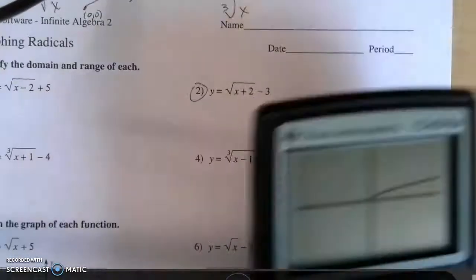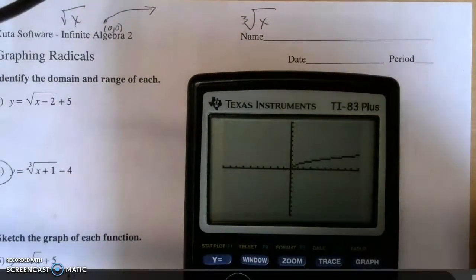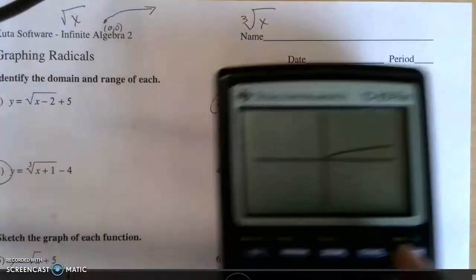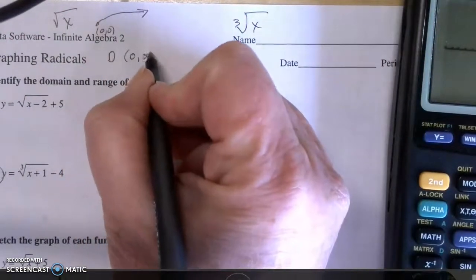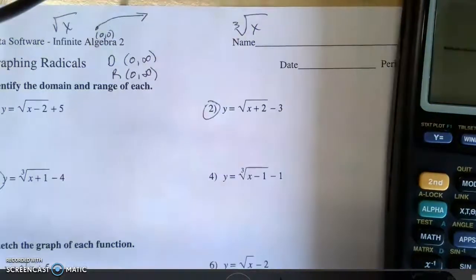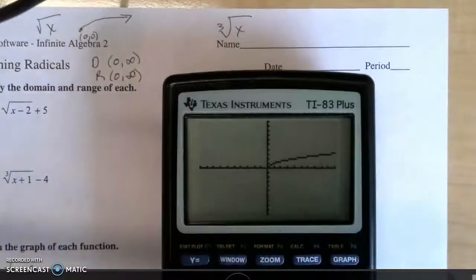So let's take a look at what a square root function looks like. And that's because if you think about it, you cannot take a square root of a negative number. So you're not going to have anything in the negatives. That's why it starts at 0, 0 and it works its way up, and it stays in quadrant 1. So the domain is from 0 to infinity, and the range is from 0 to infinity. And that's the parent. Let's take a look at a cubed root function.